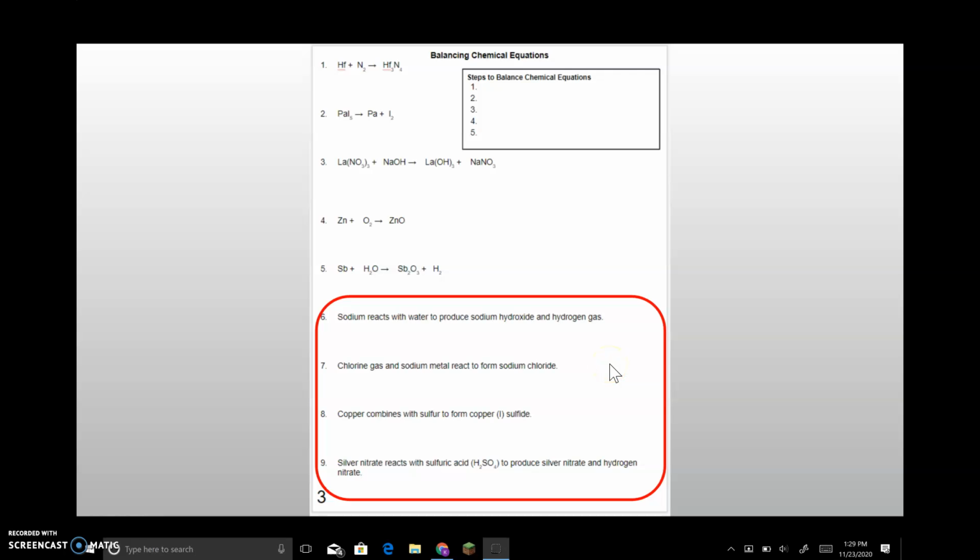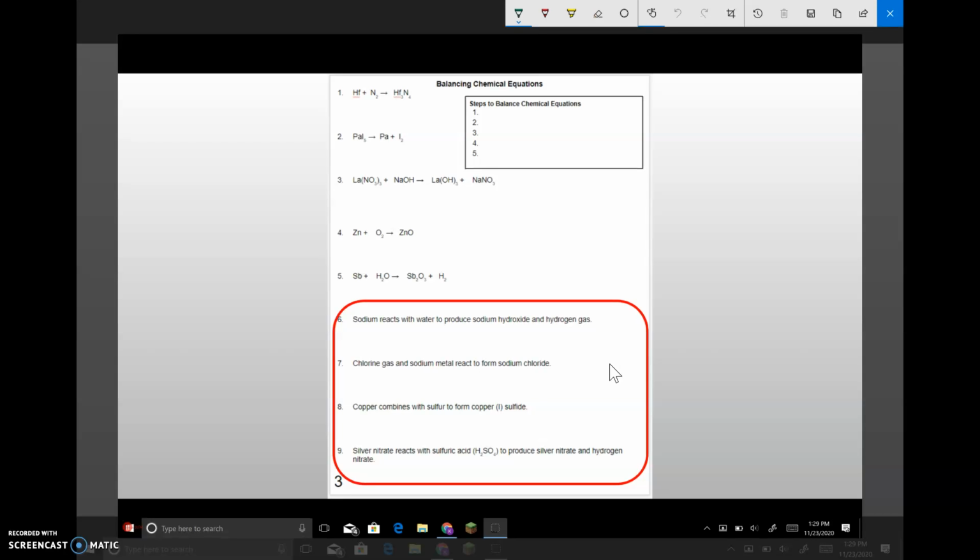Hello, today we're going to learn about going from word equations to a balanced chemical equation, which means that we're going to be writing our formulas like we did in our last chapter of Chemistry A. And we need to make sure we do that correctly, and then we will balance the equations like we have been doing. Okay, this is on page 4. We're going to go over 6, 7, 8, and 9.